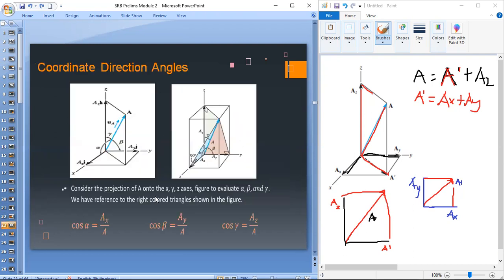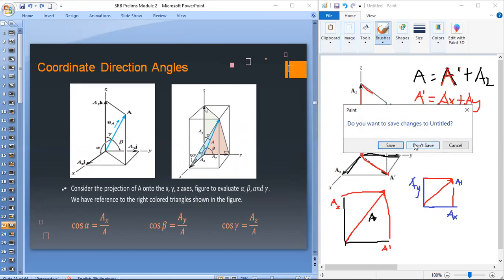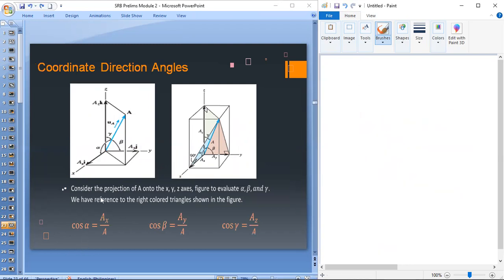Okay? Next is coordinate direction angles. So, maglalagay ka na doon ng angles mo. Consider the projection of your vector A into the XYZ axes to evaluate your alpha, beta, and gamma. We have reference to the right triangle shown in the figure.